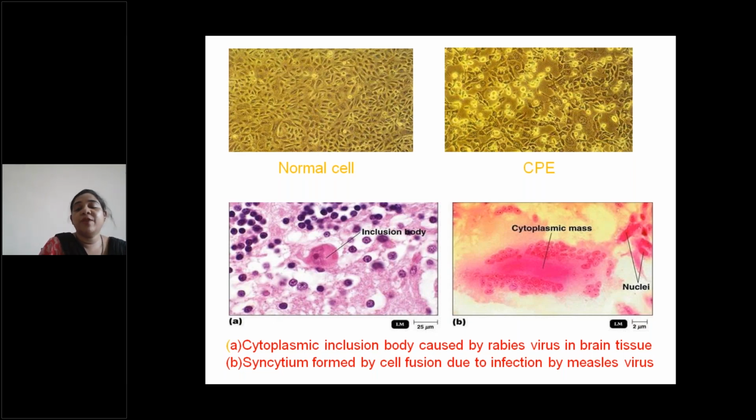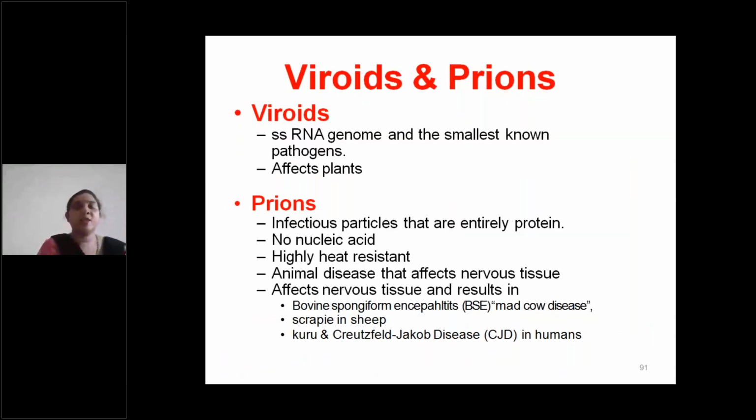So there are different forms of cytopathic effect. The cells may become round, the cells may become crumbled, or they may become larger than their normal size, or all the cells can be glued together to form a syncytium. These are the different types of changes.